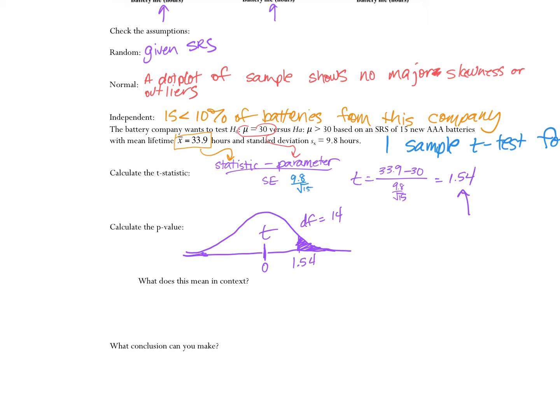So a z star or a z statistic of 1.54 would mean that that sample is 1.54 standard deviations above the mean. T is mostly like that, except it's not as reliable as z. But we use t because we shouldn't always use z.